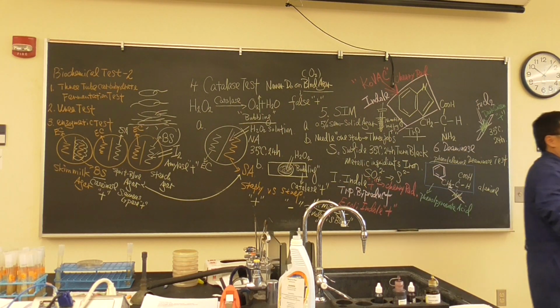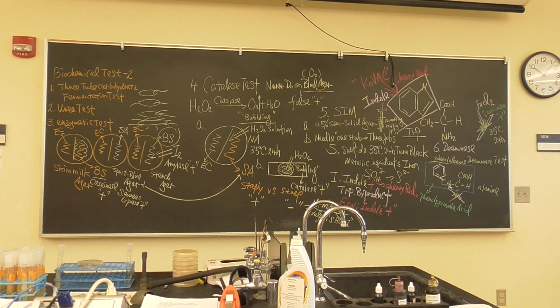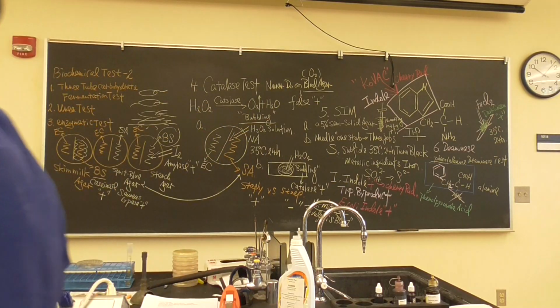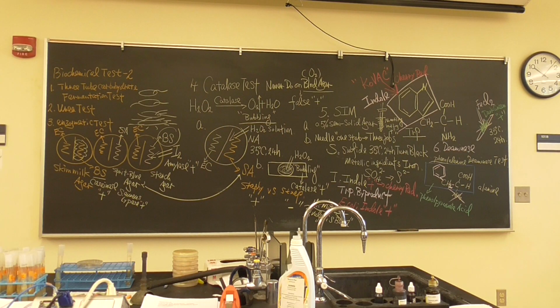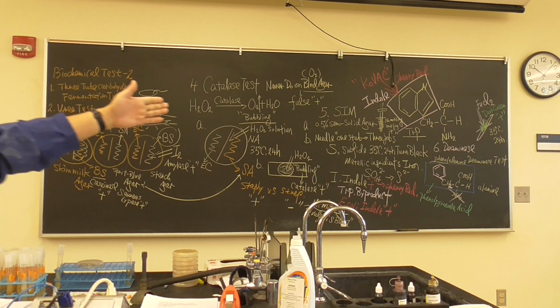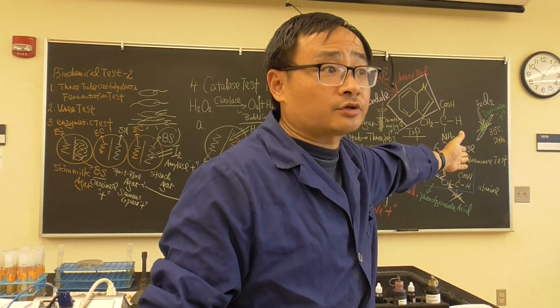So, start from here. We can separate them, and everybody will have E. coli, Citrobacter, Bacillus. That's what you're going to be assigned to do SIM test and phenylalanine deaminase test.